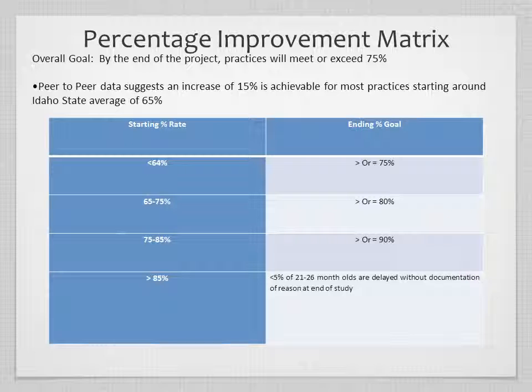The next slide looks at the percentage improvement matrix. Our overall goal for the project is that by the end of the project, all practices will meet or exceed 75%. So depending on where you start, peer-to-peer data suggests an increase of 15% is achievable for most practices, starting around the Idaho state average of 65%.